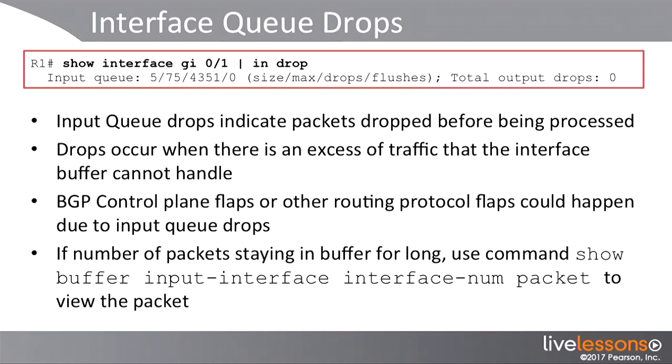If the number of packets staying in the buffer, that is the 5, stays consistent for a longer period of time, or is incrementing over a period of time, you might want to check what those packets are and why they are getting stuck in the queue. You can verify those packets using the command show buffer input-interface, interface name, and the packet. It will show you what packet is presently in the buffer. At times, you might also want to look at the output queue drops. If you are seeing output queue drops, it is most likely because you have configured QoS on your interface.